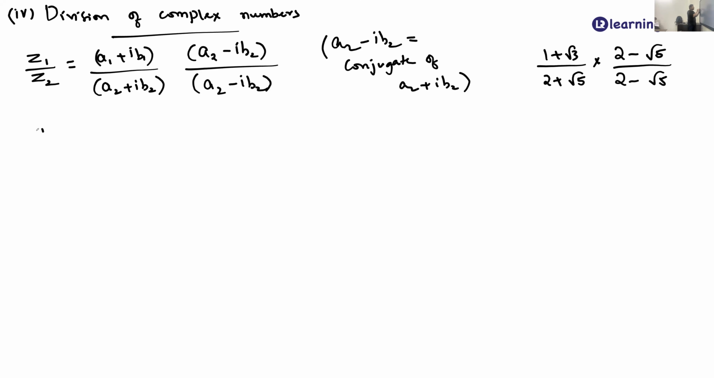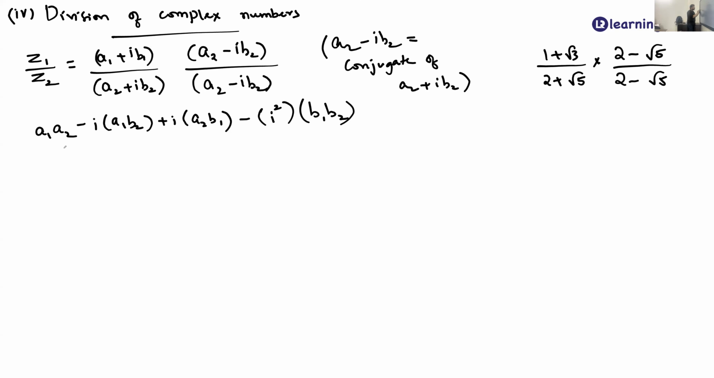You will get a1 a2 minus i times a1 b2 plus i times a2 b1, plus minus into minus, that is minus i into i, which is i square, b1 into b2. I'll write it as this.